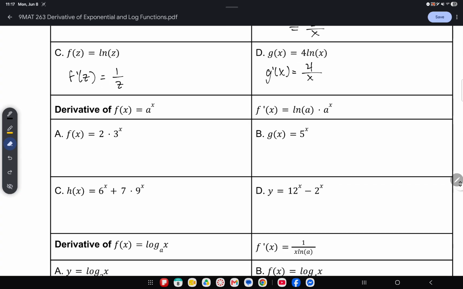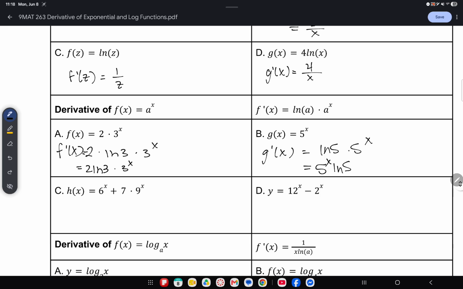But let's do some of these. So I have 2 times 3 to the x. So that derivative is going to be 2 times the derivative of 3 to the x, which is going to be natural log of 3 times 3 to the x. I forgot my equal sign here. So 2 natural log of 3 and then times 3 to the x. Okay. 5 to the x, that derivative is going to be ln of 5 times 5 to the x. We could rearrange it and say 5 to the x, natural log of 5. Either way, it's the same thing.